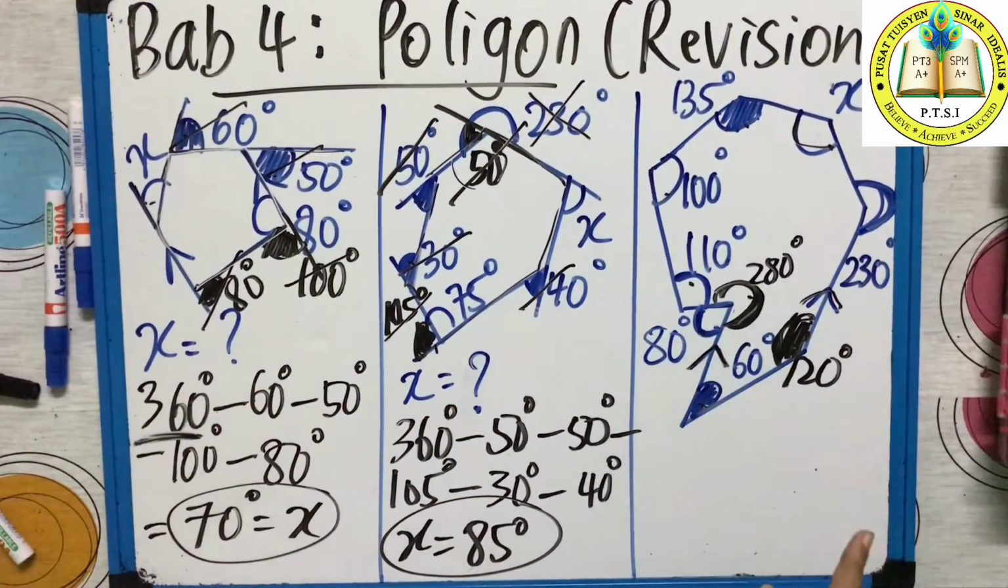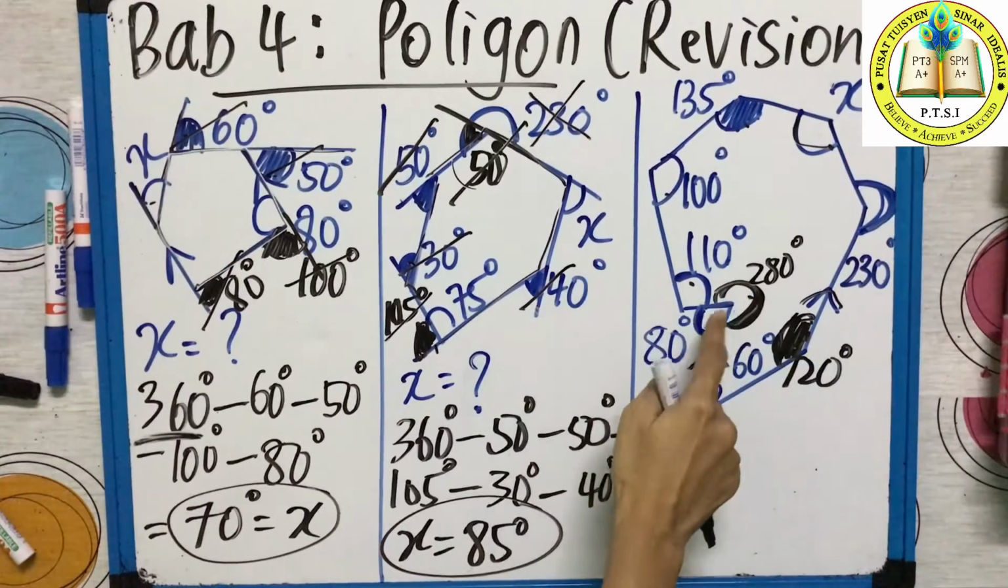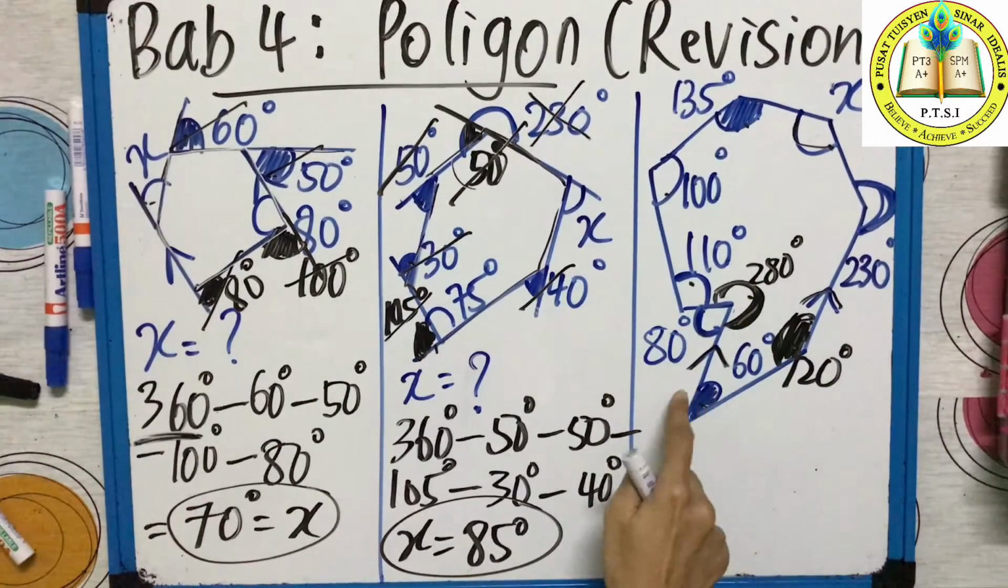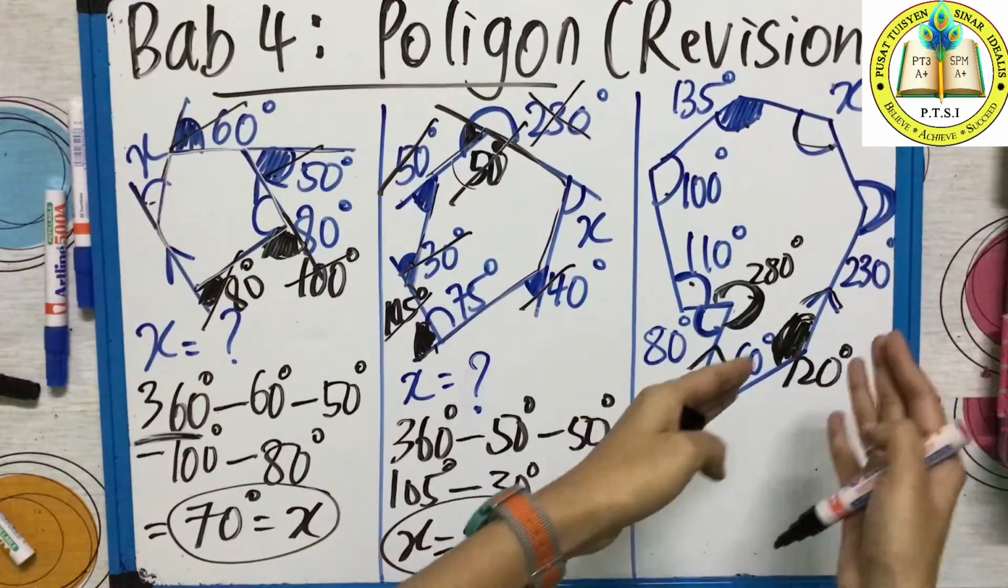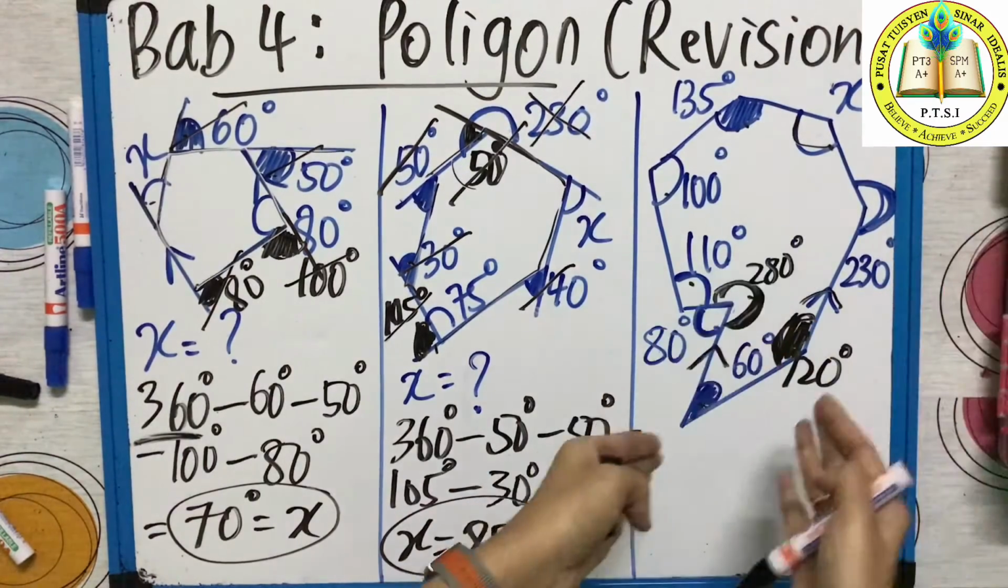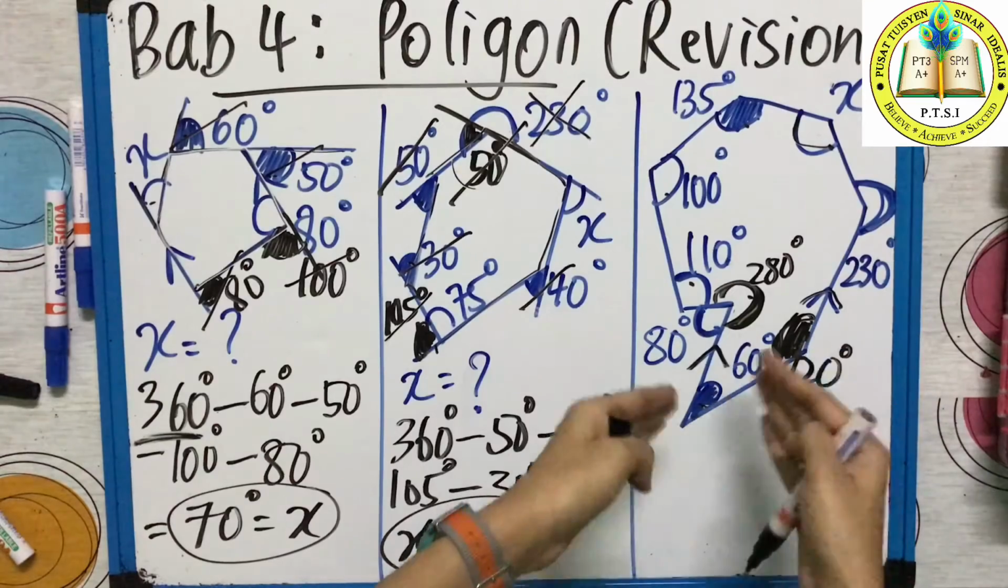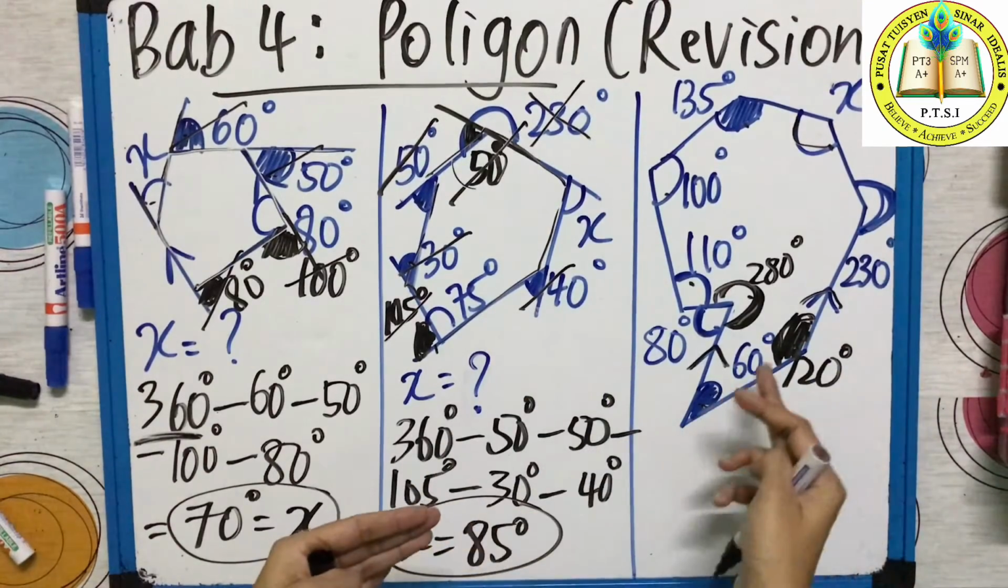Yang ni 280, yang lain semua ada dalam. Yang ni tak ada, cikgu cari yang dalam. Ini 60. So, yang ni tak ada. Apa cikgu kata tadi? Kalau ada anak panah, itu adalah garis selari. It's a parallel line. So, side by side is 180 plus. So, 60, here is 120.